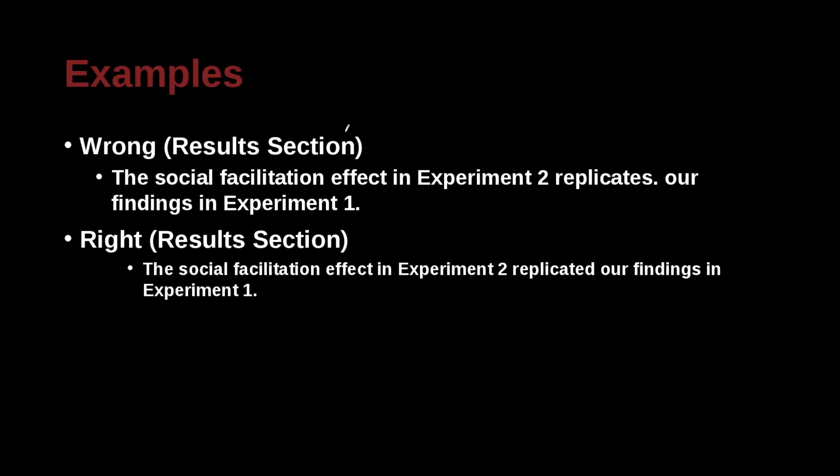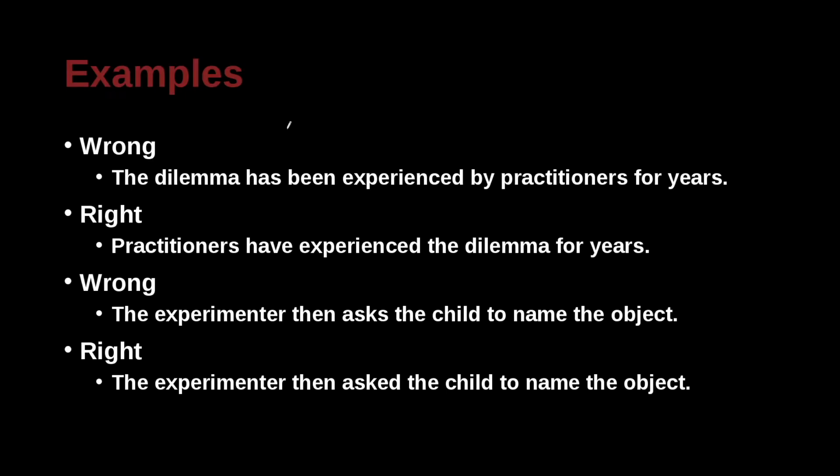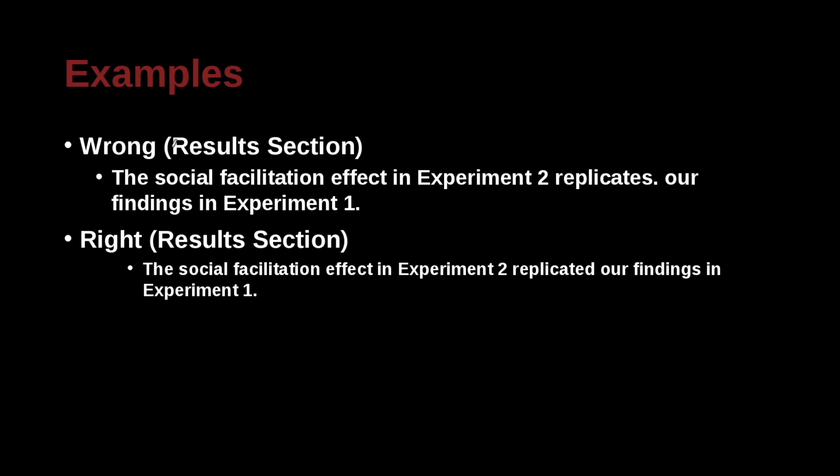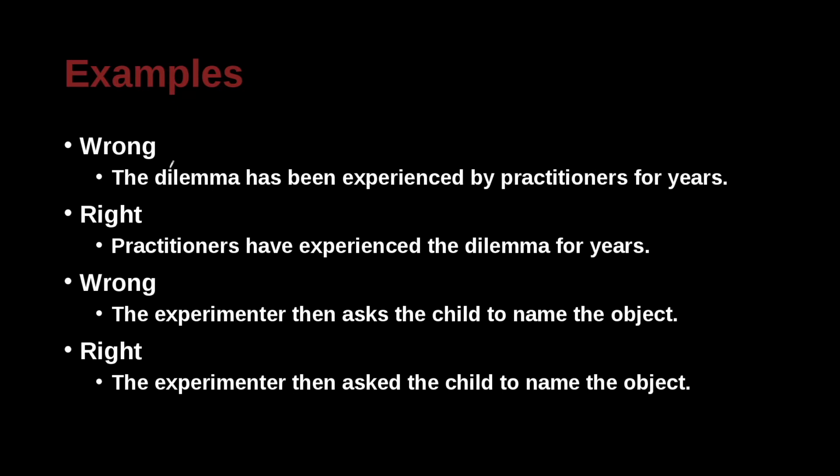So here is a wrong. The dilemma has been experienced. So here the wrong is "has been experienced." We should be saying somebody has done something, not something was done the other way around. The dilemma has been experienced, but here we want to say practitioners have experienced. So this is the active passive.